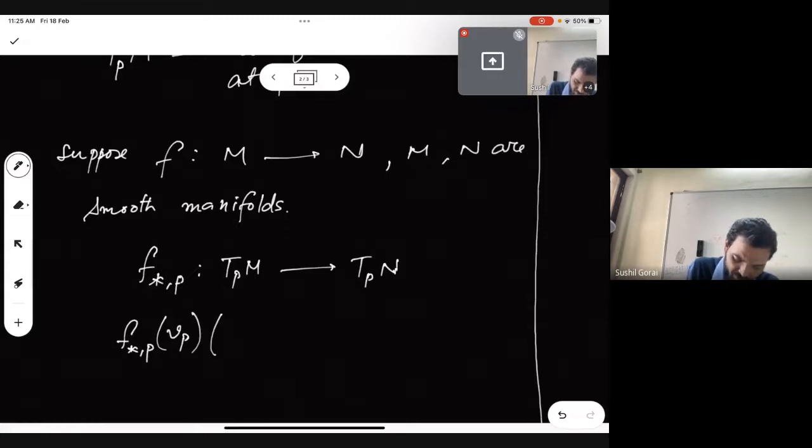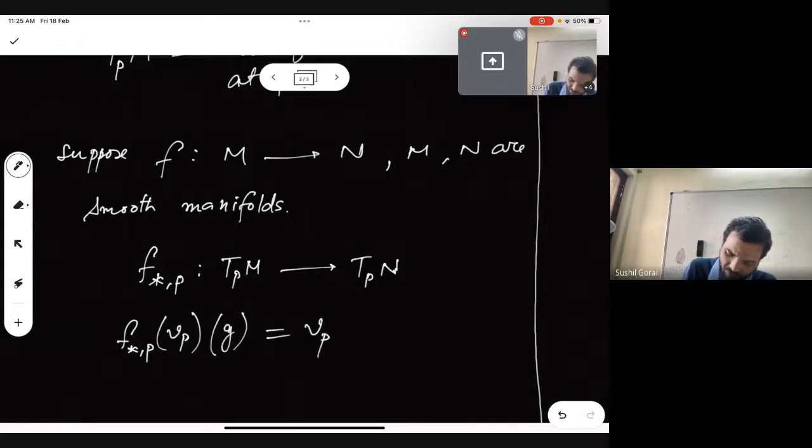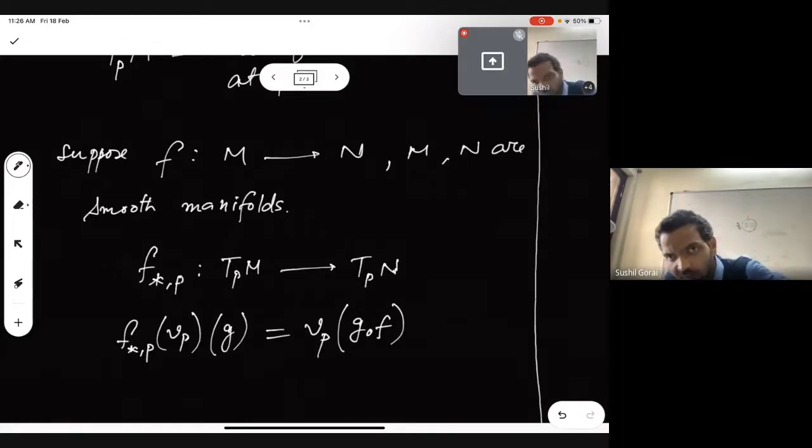This should be a derivation. Now acting on a function g, it gives us what? v_p, which is the derivation at the point p, acting on functions near p. So what will be the function near p? g composed with F. All right?